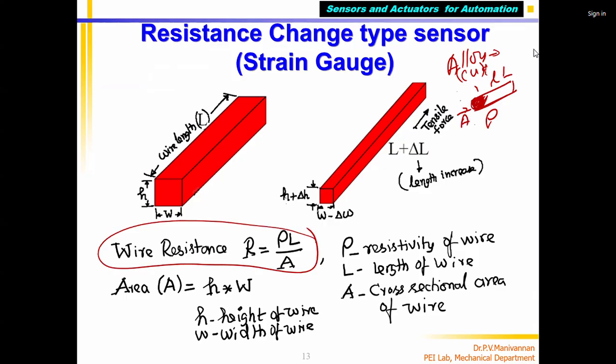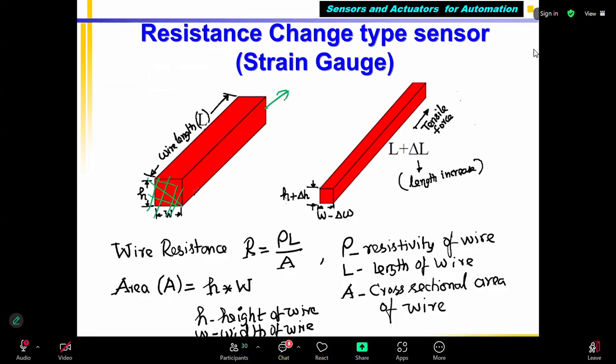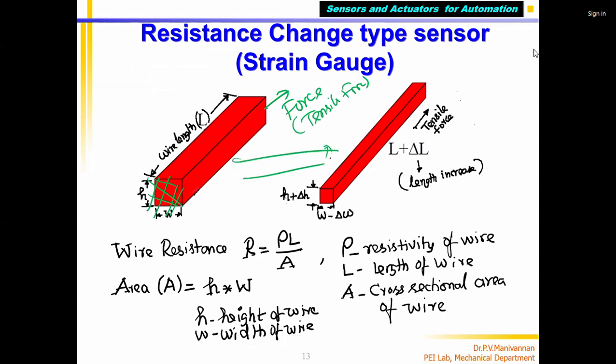Now, in this one, to one end of the wire, this end, I will show it in a different color. This end is fixed. It cannot move. At this end, I am applying a force. What force? Tensile force. If you apply tensile force, what will happen? The wire will get elongated. When I apply tensile force, the wire length has increased to L plus delta L. The original length was L, and the additional increase is delta L.